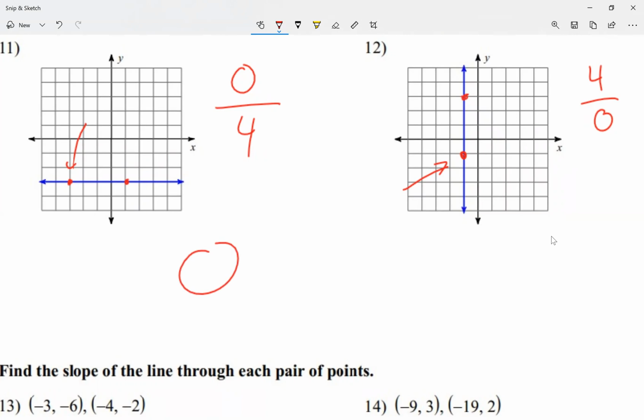Now do me a favor for number 12. Pause the video and divide on your calculator 4 divided by 0. So you've got to type in the 4 first. 4 divided by 0. It would be nice if you paused the video. But 4 divided by 0, depending on your calculator, will say error. That's what most of them say. Some of them say, I can't do it. Or some of them even give you the rule: we cannot divide by 0. Right? The calculators cannot do this.